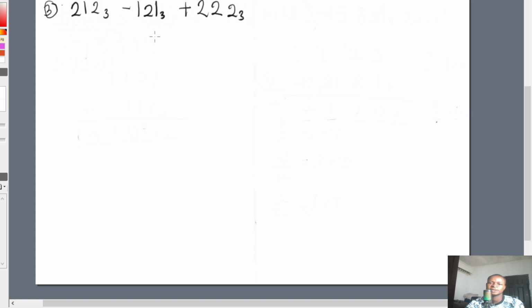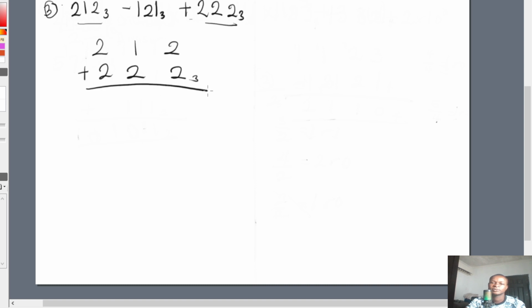So I can actually deal with BODMAS, which means that in BODMAS, addition comes before subtraction. So which means I'm going to be adding this guy and this guy together. So we have this 222 base 3 with the plus, and we have 212 base 3. So let's add these guys together. The two of them are in base 3.